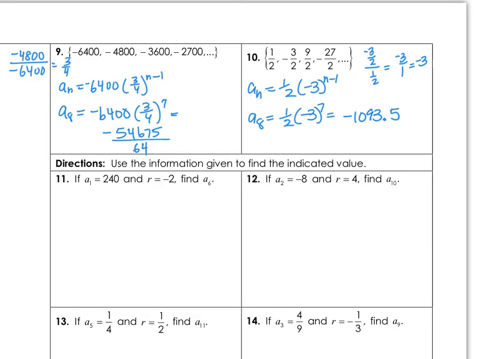All right, so this next part is giving us the pieces, and we have to find out what's missing. So if we have the first term, and we have r, and we want the 6th term, well, that's pretty straightforward. I can find the 6th term by taking the first term times r, 5 times. So then just use your calculator, and that should give you negative 7680.